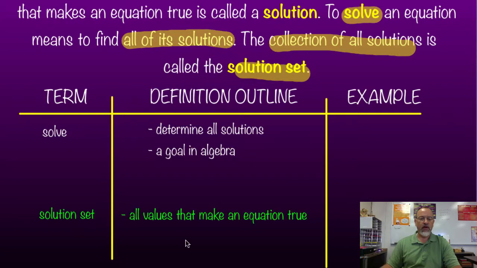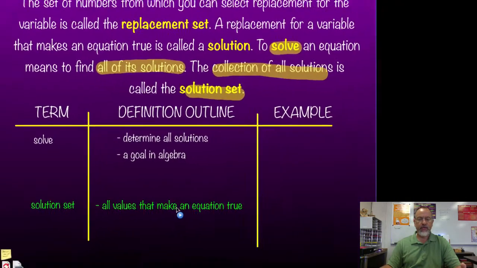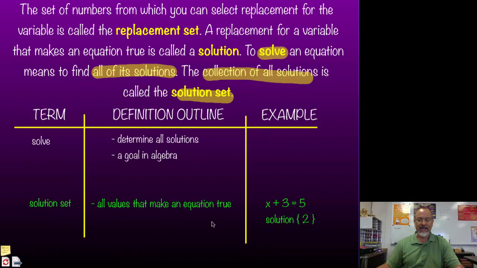So when we go and find all of the values that make it true, and again, a lot of times it'll be 1 in these earlier lessons, but there can be 2, there can be much more than that. But the set that contains all of the values that make it true is called the solution set. So in the expression x plus 3 equals 5, the only number that makes the algebraic expression on the left equal to the algebraic expression on the right is the number 2. So 2 is the only solution, or the only number in the solution set.